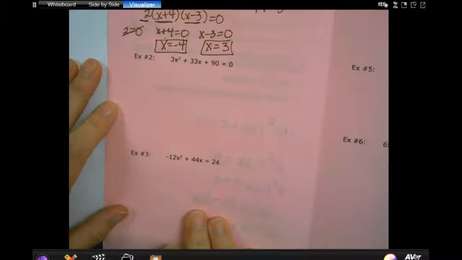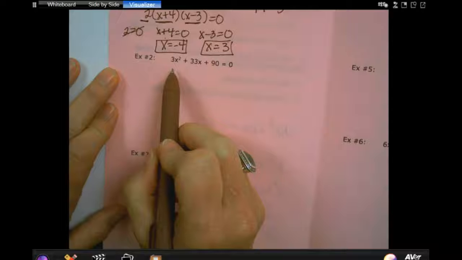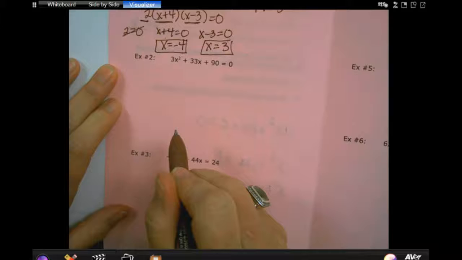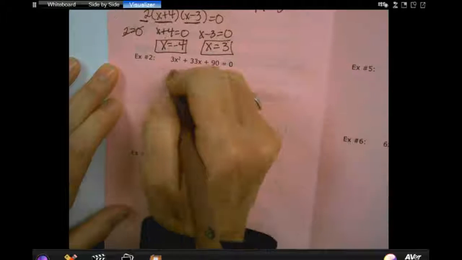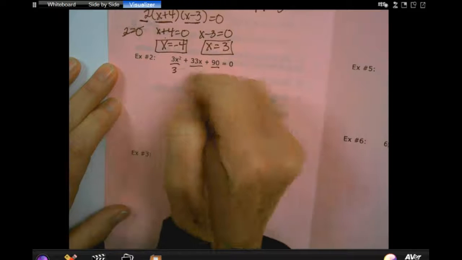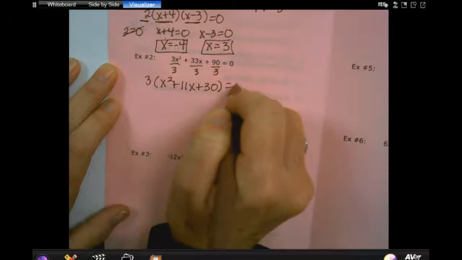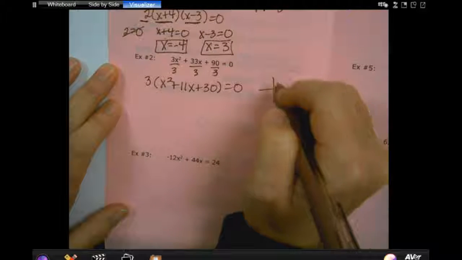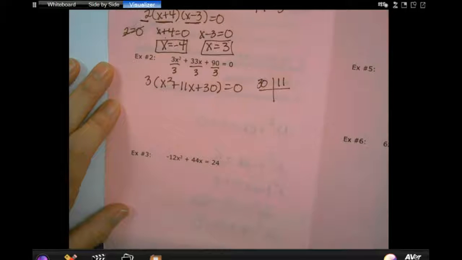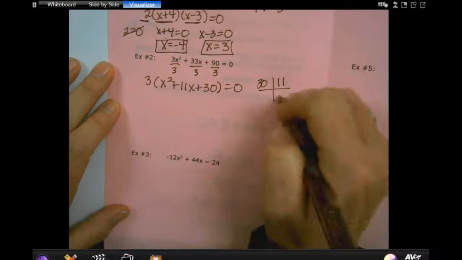So number 1 is the next one in standard form. Why, yes. Yes, it is, Mrs. Archer. Thank you. Next, is there a greatest common factor? 3. So I'm going to divide 3 by 3. And then I'm going to do a times c, which gives me 30 and 11. So what factors of 30 are going to add to 11? 6 and 5.